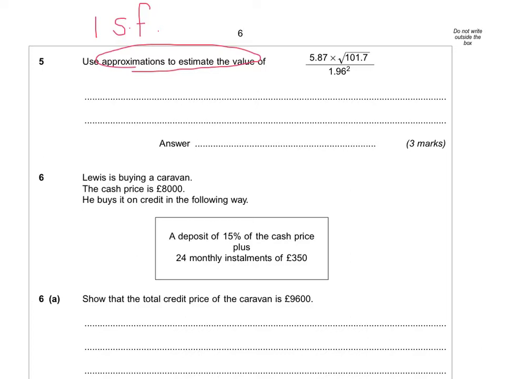So 5.87, one significant figure means here's the first significant figure, the units column. So it's really saying is it closer to 5 or 6, and 5.87 is closer to 6. Multiplied by 101, the first significant figure is the hundreds column, so it's saying is it closer to 100 or 200, of course it's closer to 100.